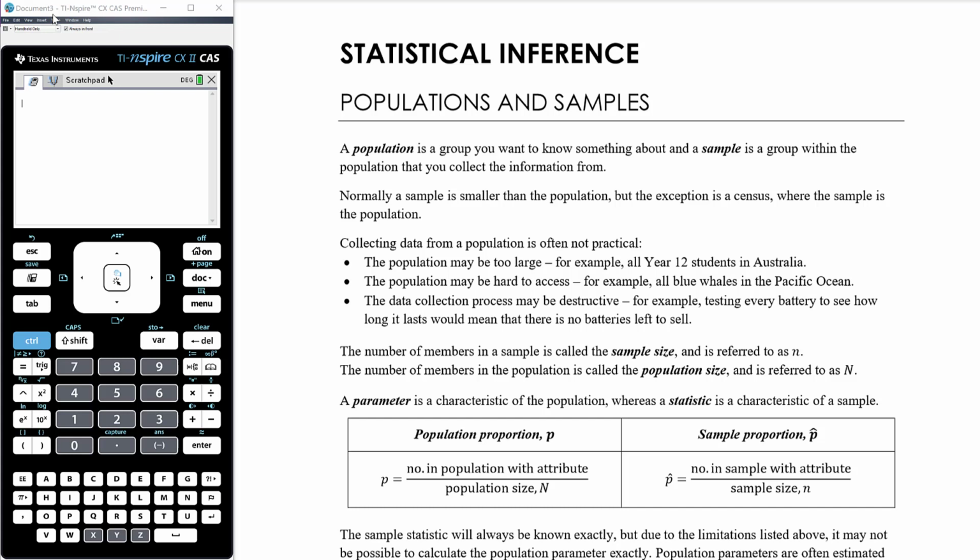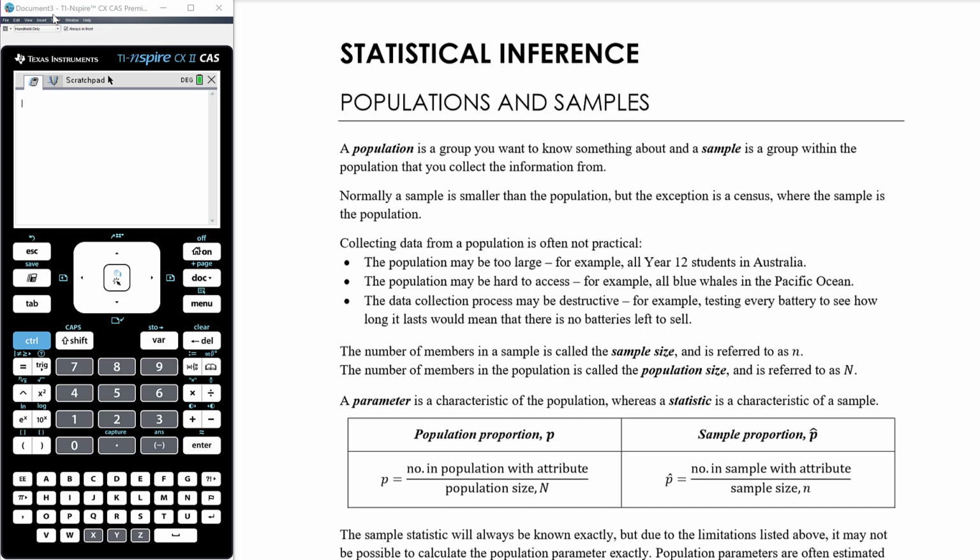Okay, so we want to introduce this idea of populations and samples, and give a sense of what this whole topic is about. So a population is a group that you want to know something about, and a sample is a group within the population that you collect the information from. Very rarely is it practical to actually collect the information about the whole population. And so this whole topic of statistical inference is the maths behind taking what you know about a sample and working out how well that can be inferred to the population. Okay, so that's the whole maths about what's happening here.